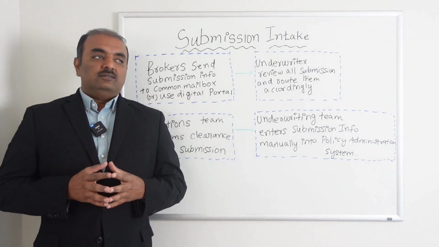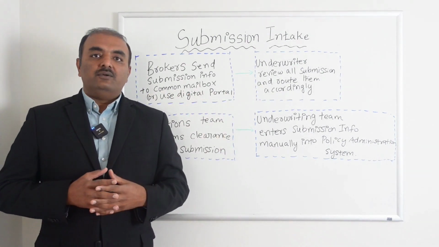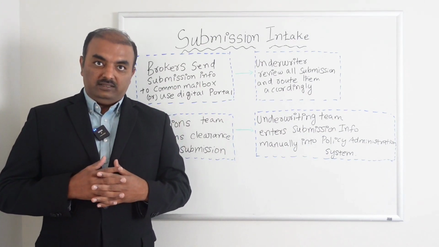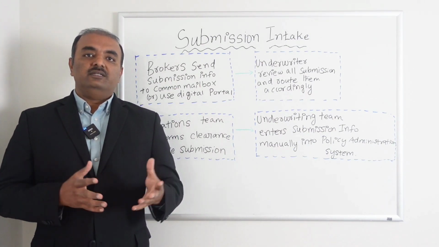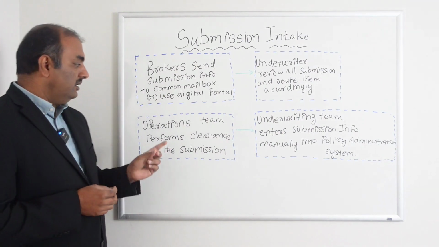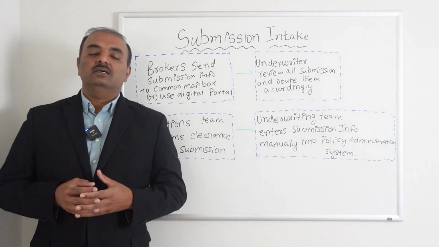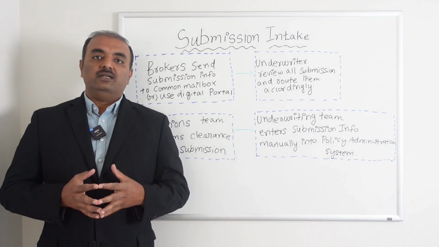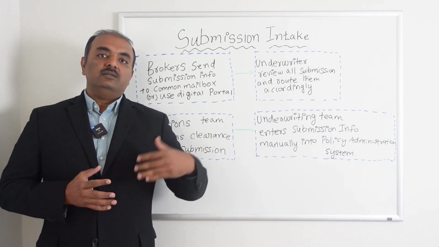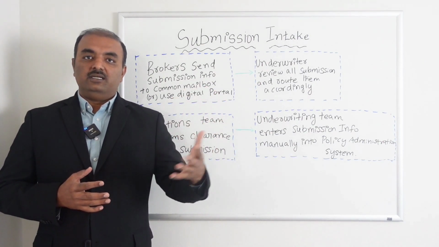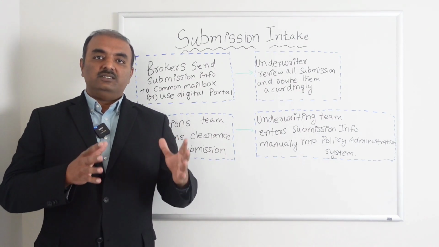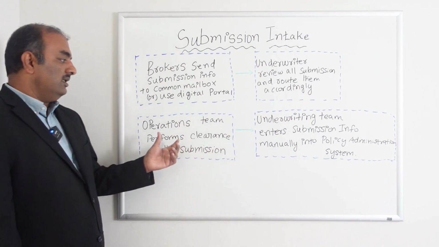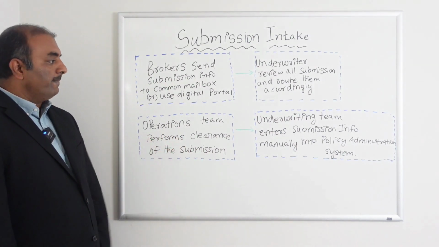When this happens, the second step is that underwriters have to review all the submissions manually and make sure that they send that information to the operations team. And once the operations team receives that information, they do something like clearance, which means they make sure that this particular customer has not been represented by some other broker, or that there is no duplicate. So to make sure that the submission is clear, they do clearance. This is also a manual process.